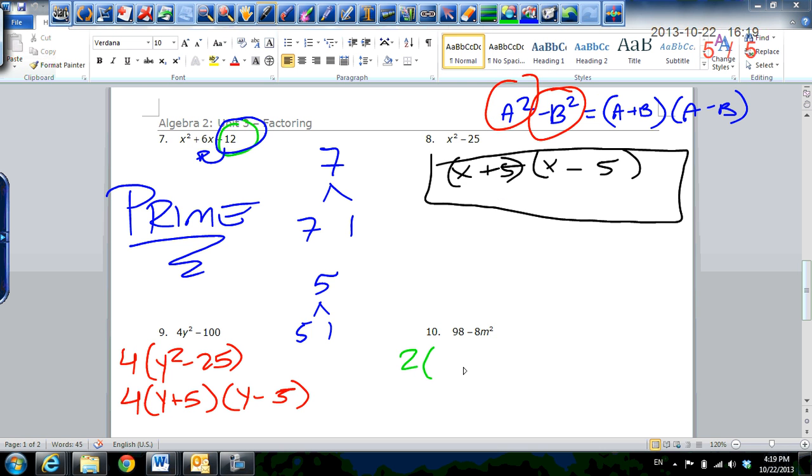Number 10, what can we take out of both of those? A 2. Good job. So I'm left with 49 minus 4m squared. From there, we have difference of squares yet again. It has to be a minus sign in between those two squares, and we do still have that. So 2 sets of parentheses, square root of 49 is 7 and 7. One's a plus, one's a minus, and then it's 2m and 2m.